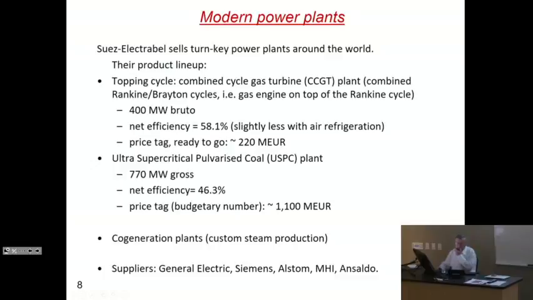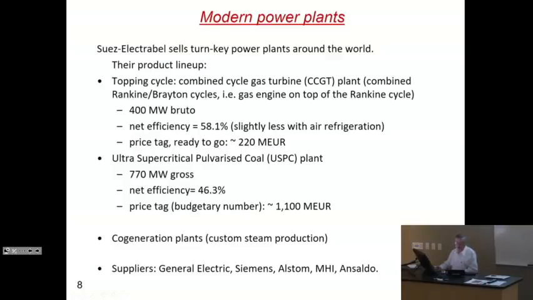Now, so the average is 31% efficient. What do we have with modern plants? One of the producers of power plants is a Belgian company, Suez Electrabel. They will sell you power plants. And here's their product lineup as of today.